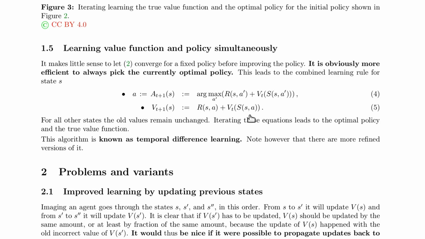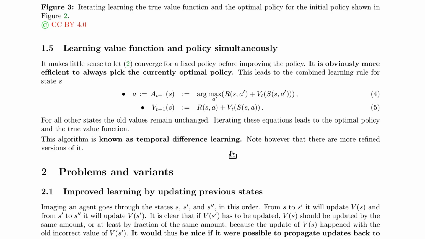So this would be the most primitive, simplest form of reinforcement learning. That is known as temporal difference learning, although there are more refined versions of that, and there are a lot of ways to improve on that.